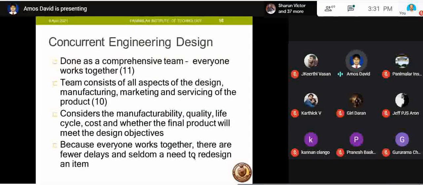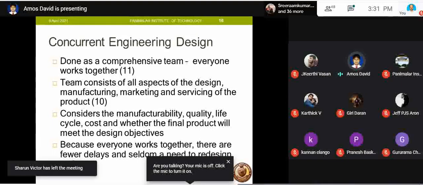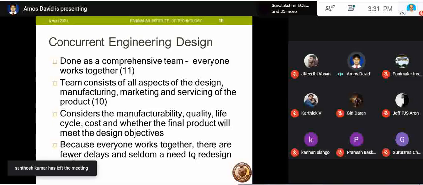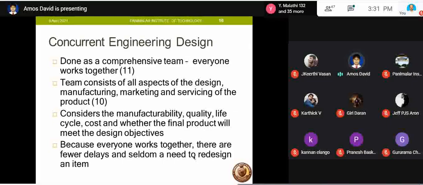Okay. What happens in concurrent engineering is everyone works together, basically. Starting from the design, the engineer, the craftsman, the manager, or the manufacturing plant head, everybody sits together and tries to come up with a design. You understand? Everybody comes together and they try to do the product. The team consists of all the aspects of design, manufacturing, marketing, and servicing of the product.